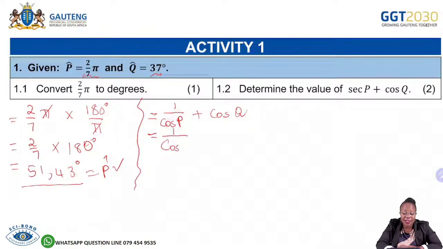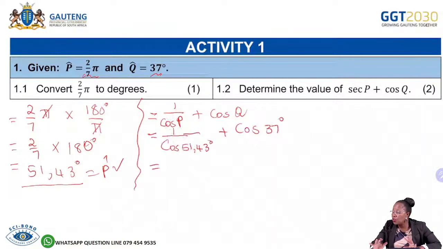And then now let's substitute 1 over the cos of P. We have to do it in degrees so that we can work with degrees only now. And then now the value of P in degrees is 51,43 degrees plus the cos of Q, which is 37 degrees. And then now you can put everything into your calculator to an answer rounded off to 2 decimal places.